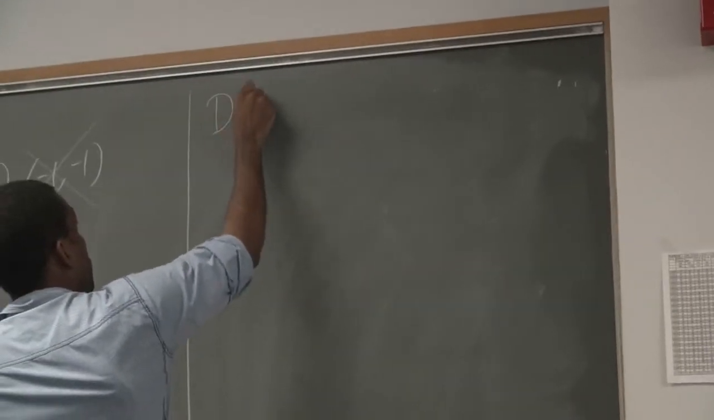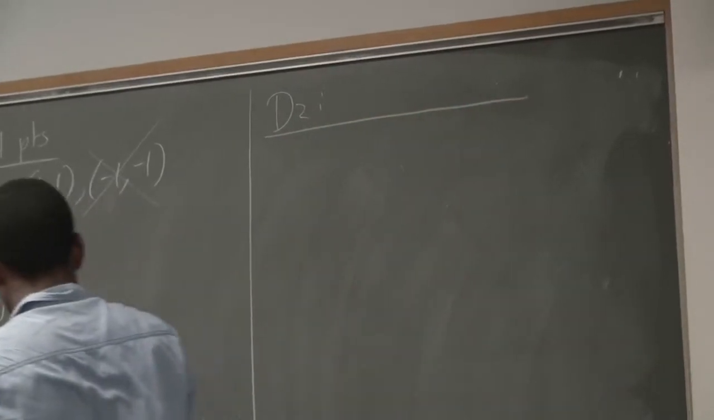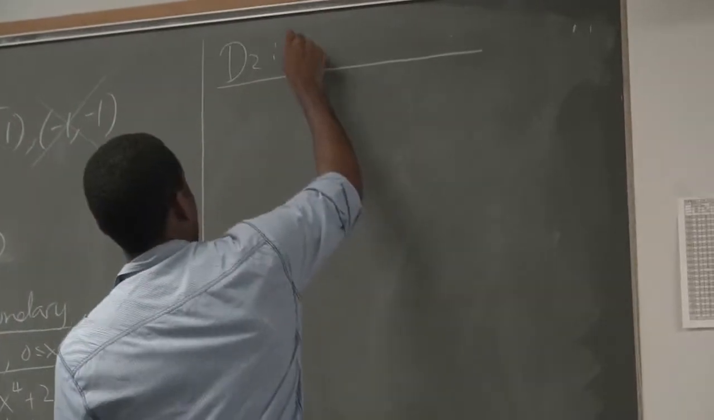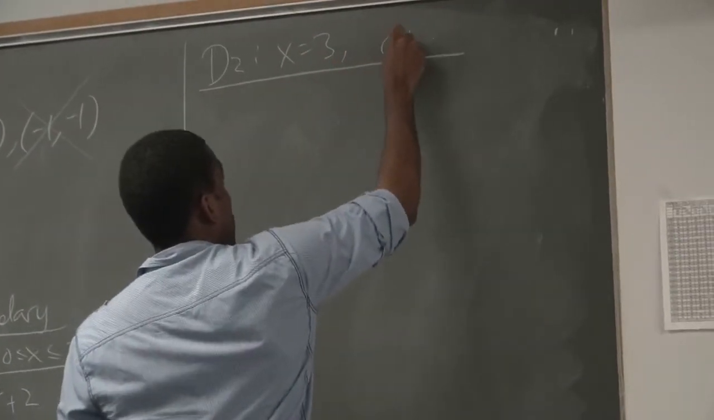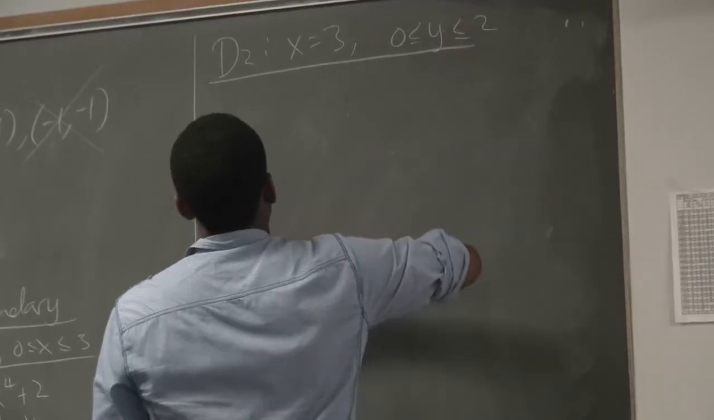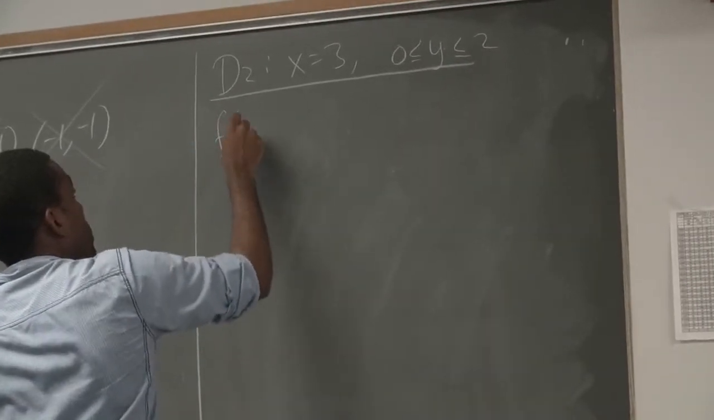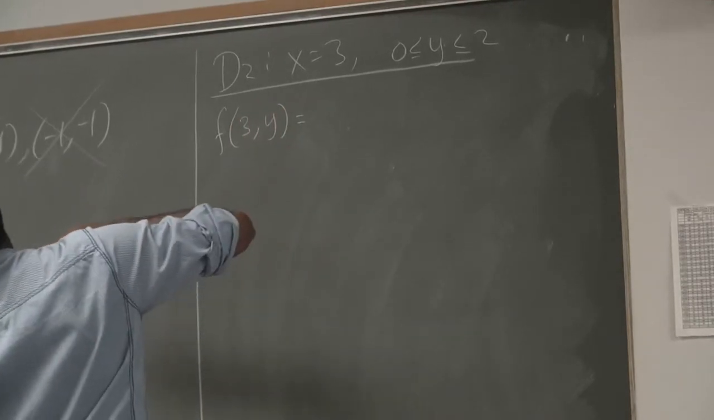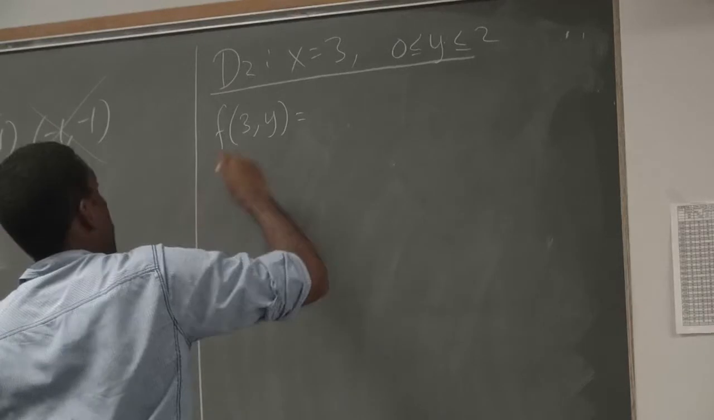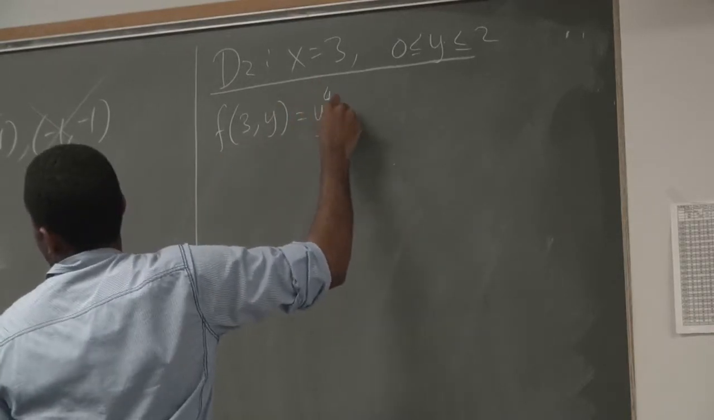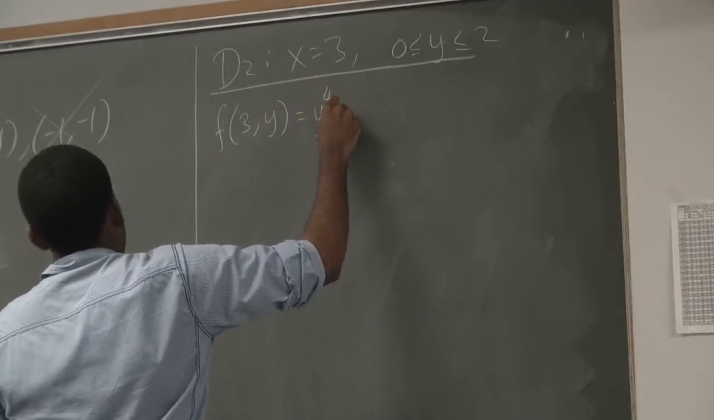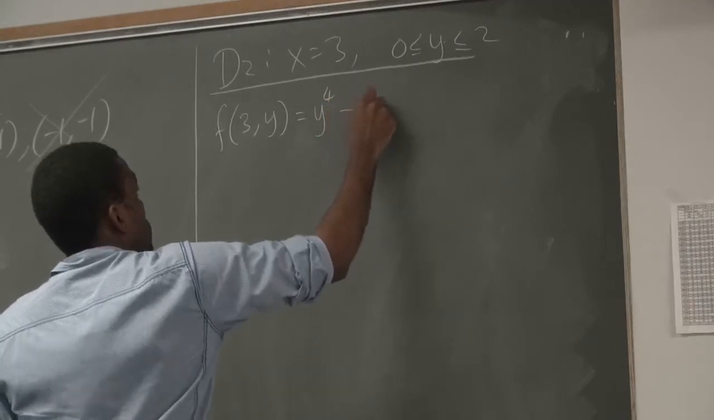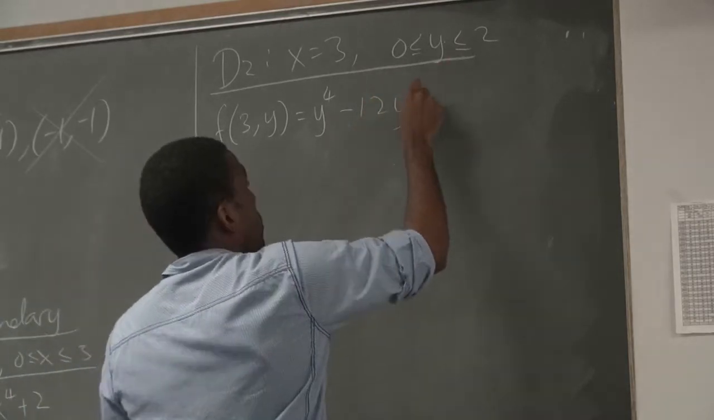Now if you test D2, on D2 we actually have x equals 3, and the y goes from 0 to 2. So our function would be f of 3, y. If I plug in 3 for x, what do I get? Yeah, 81, plus y to the 4th, minus 12y, plus 2, that's 83.